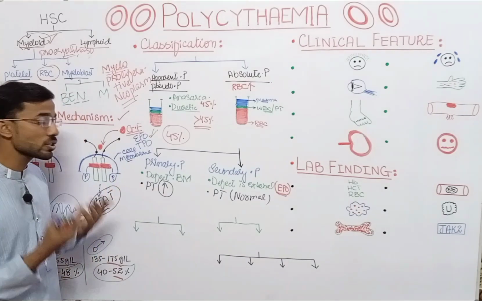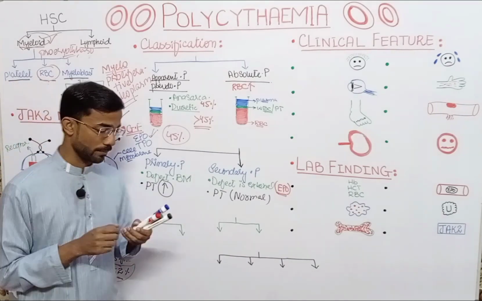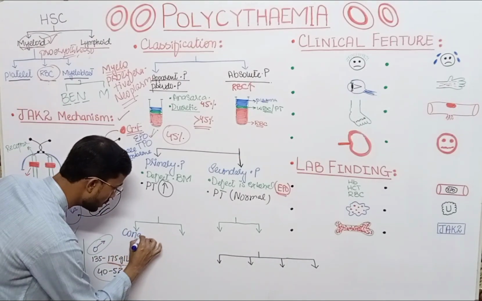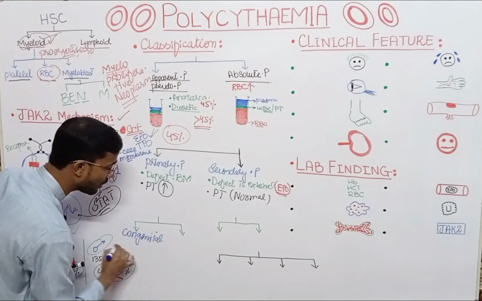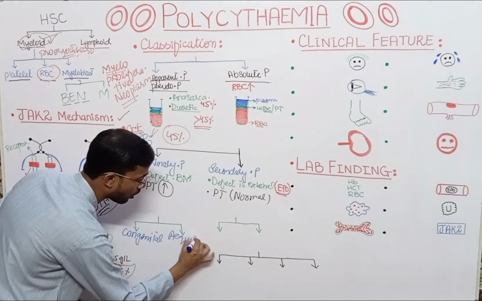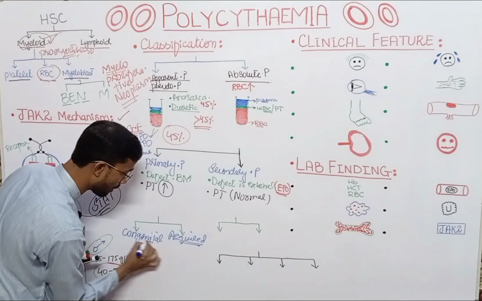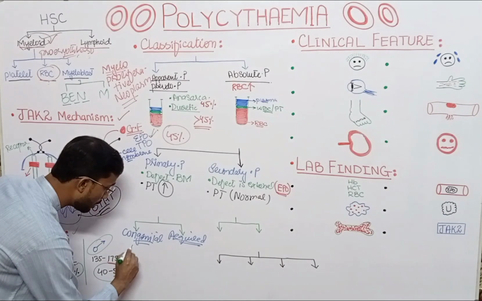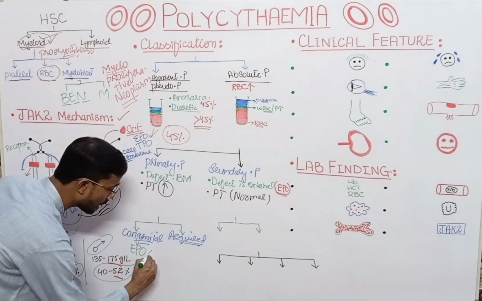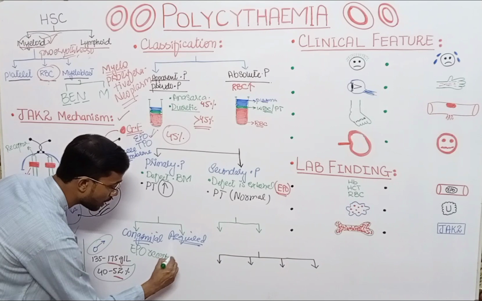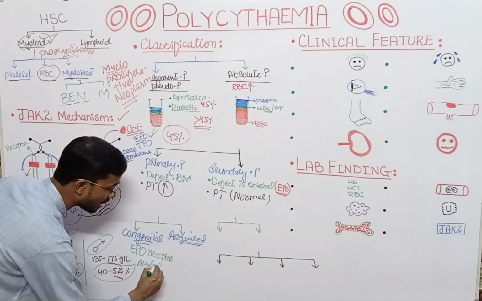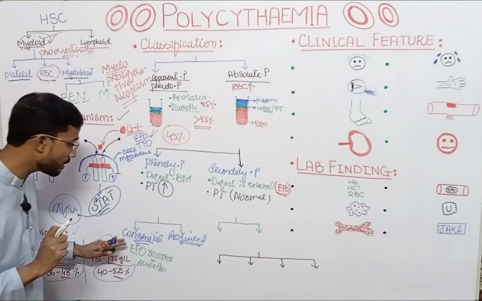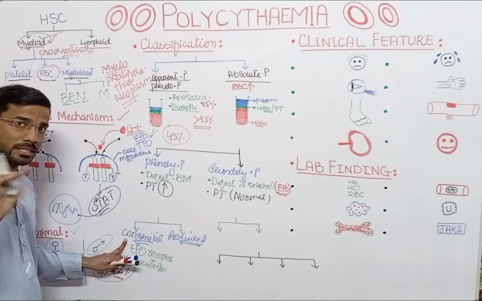Next, the causes of primary polycythemia vera. There are two causes. The first one is congenital, and the second one is acquired. Congenital is present from birth. We categorize congenital as an EPO, erythropoietin, receptor mutation. If there is a mutation in the EPO receptor, which is present in the RBC precursors, then the result is congenital, present from birth.